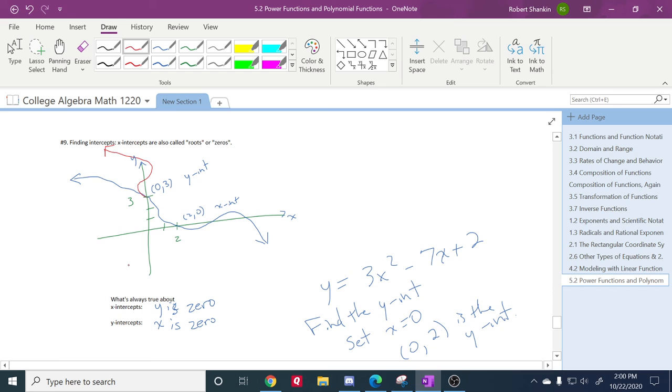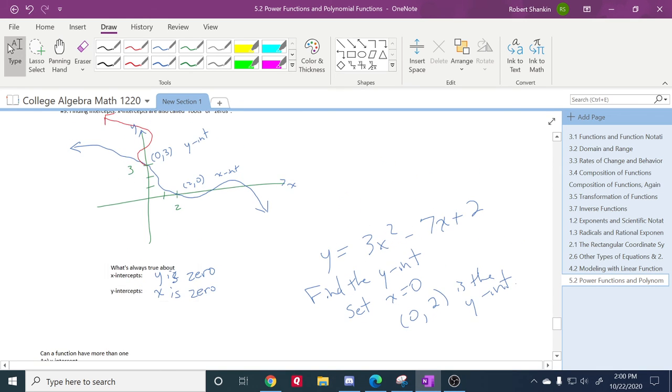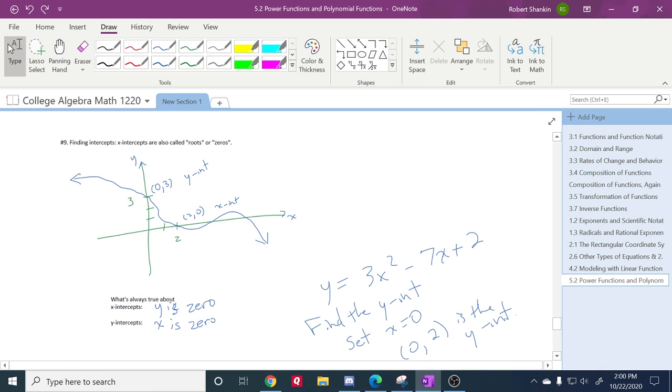Remember, to be a function, it has to pass what test? No, it is not a function, but that's right, it's a relation. So, since I said it was a function, can a function have more than one y-intercept?